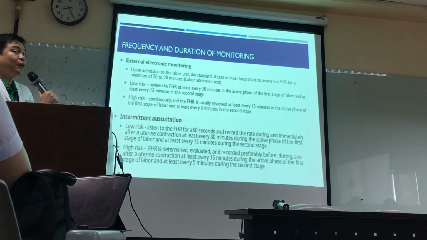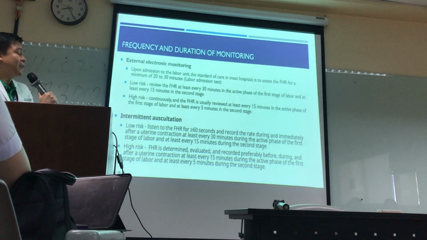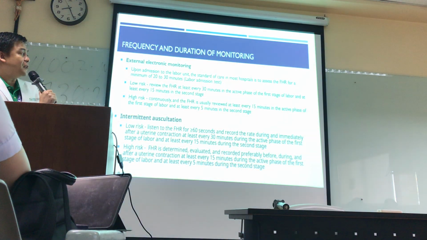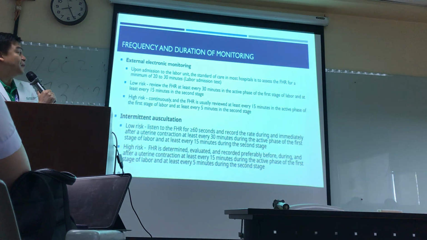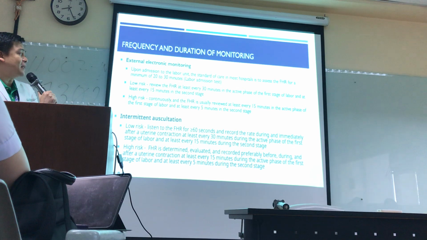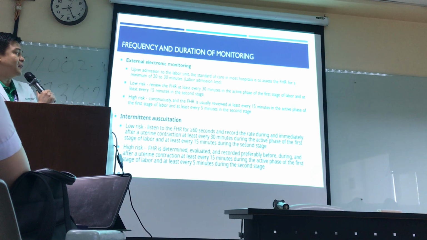For low risk, you can monitor the fetal heart rate at least every 30 minutes in the active phase of the first stage of labor, and at least every 15 minutes in the second stage. So it's more frequent once the patient is in the second stage of labor.